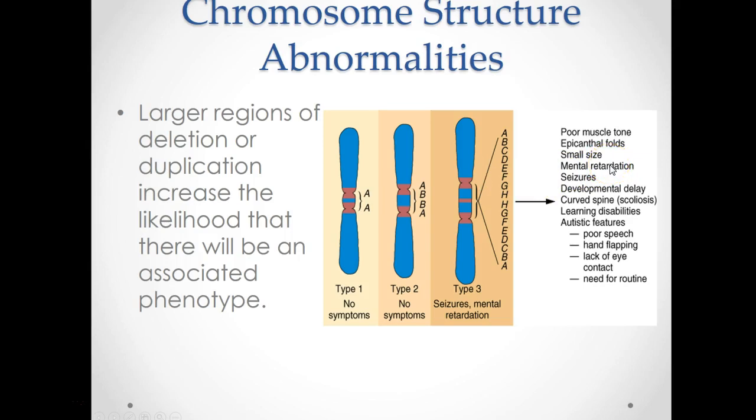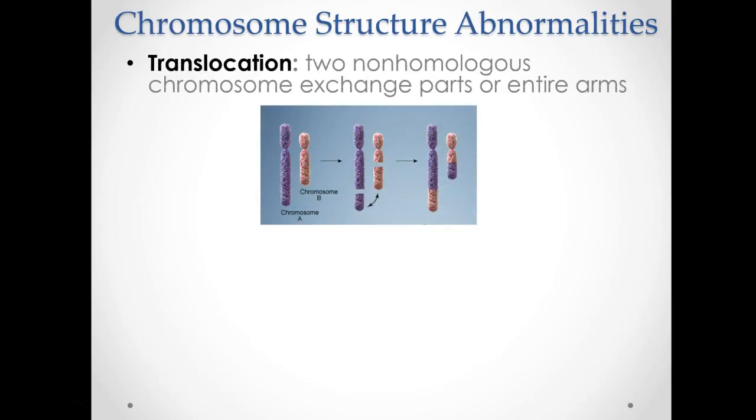And when we say phenotype, we just mean physical expressions of those duplications. So you might see things like curved spines or learning disabilities or autistic features or seizures. There's a whole host of things that could be explained because of the duplicated sequence we see.